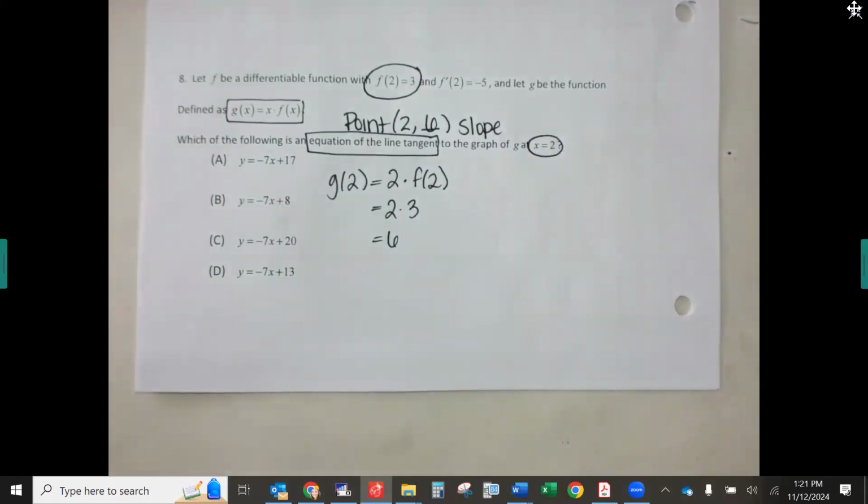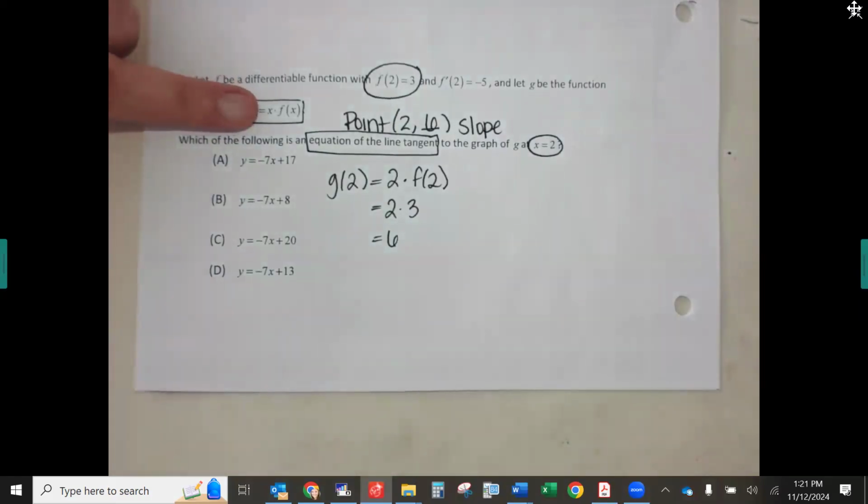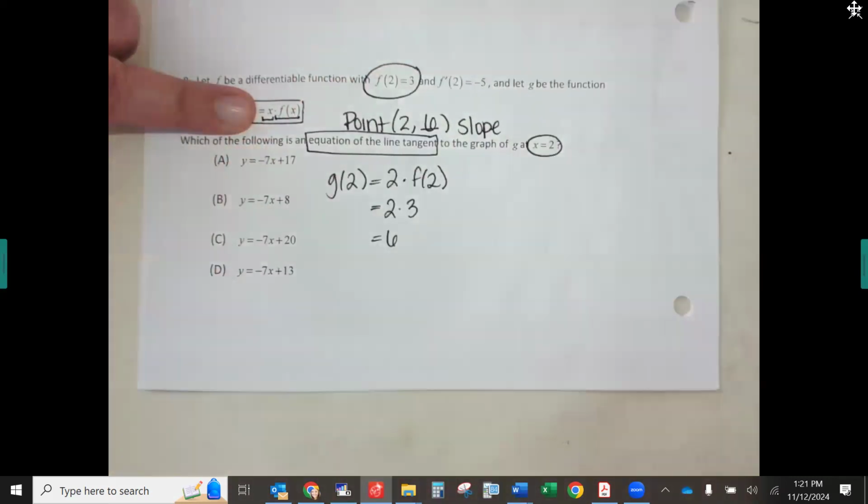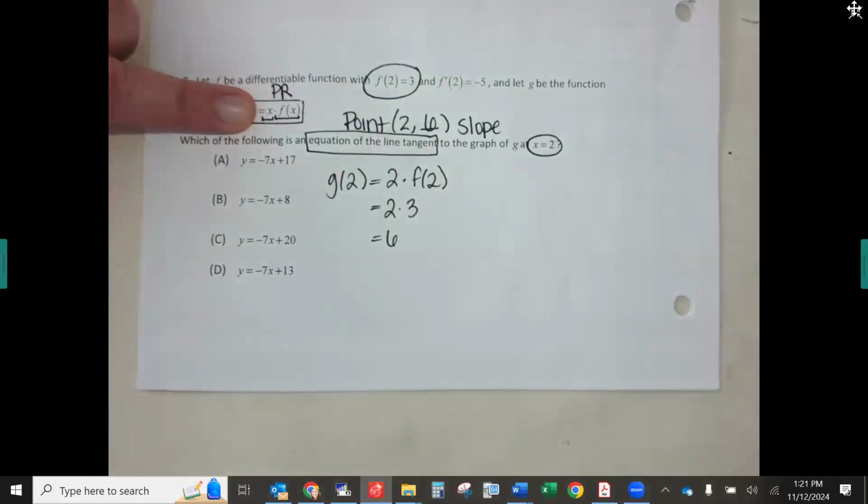Okay, the next thing that I need is my slope. And remember, slope comes from taking a derivative. Now, if I want to take the derivative of x times f of x, what rule do I have to use? Not power rule, but it does start with a P. Product. Product rule. Very good. This is x times f of x, you're going to need to use product rule to take that derivative.